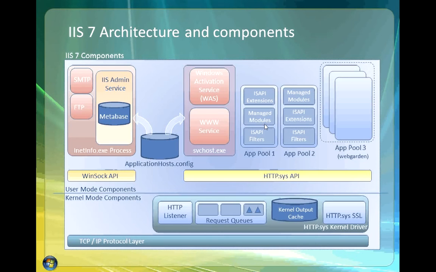So there you go. This is the architecture diagram and the layout of the main components of an IIS 7 or 7.5 web server. I hope you found this video interesting, and I hope that you come back and have a look at the other videos in this series. Thank you.